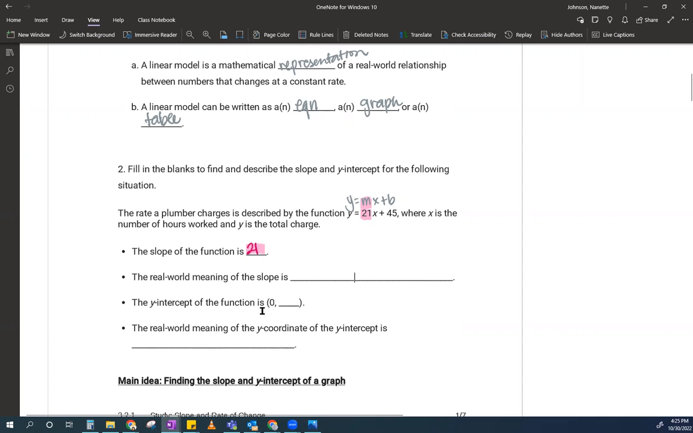Okay, the y-intercept of the function is this. Now, again, all you're going to do is play matching. So that's b, and so that's 45. So b is 45, which goes right here. The real world meaning of that is basically the flat charge: if he goes out for 1 hour, you're still going to have to pay this $45. Or if you go for 4 hours, you're still going to have to pay this $45. So almost like the call fee. Some people call this the initial fee.